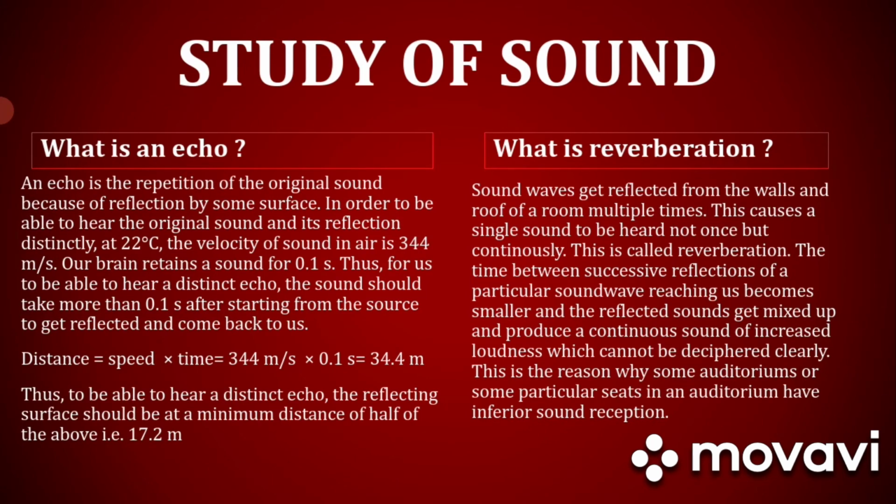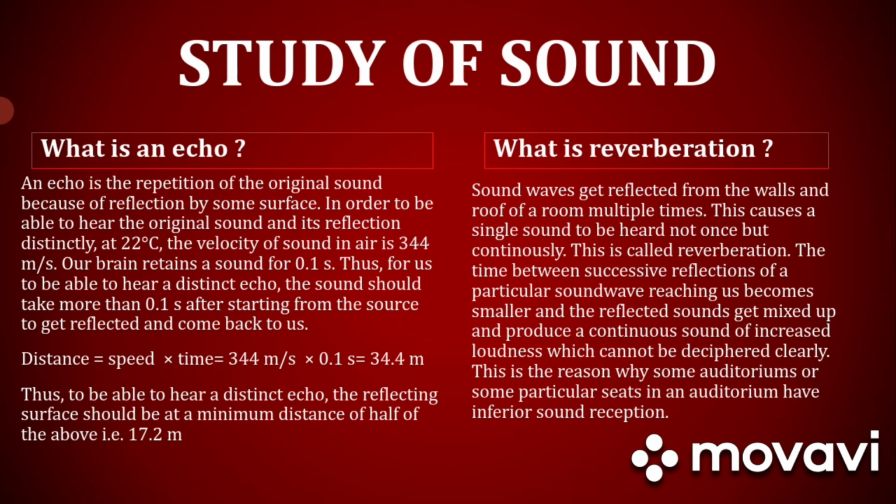What is an echo? An echo is the repetition of the original sound because of reflection by some surface. In order to be able to hear the original sound and its reflection distinctly, that is clearly, at 22 degrees Celsius, the velocity of sound in air is 344 meters per second. Our brain retains a sound for 0.1 second. Thus, for us to be able to hear a distinct echo, the sound should take more than 0.1 second after starting from the source to get reflected and come back to us.